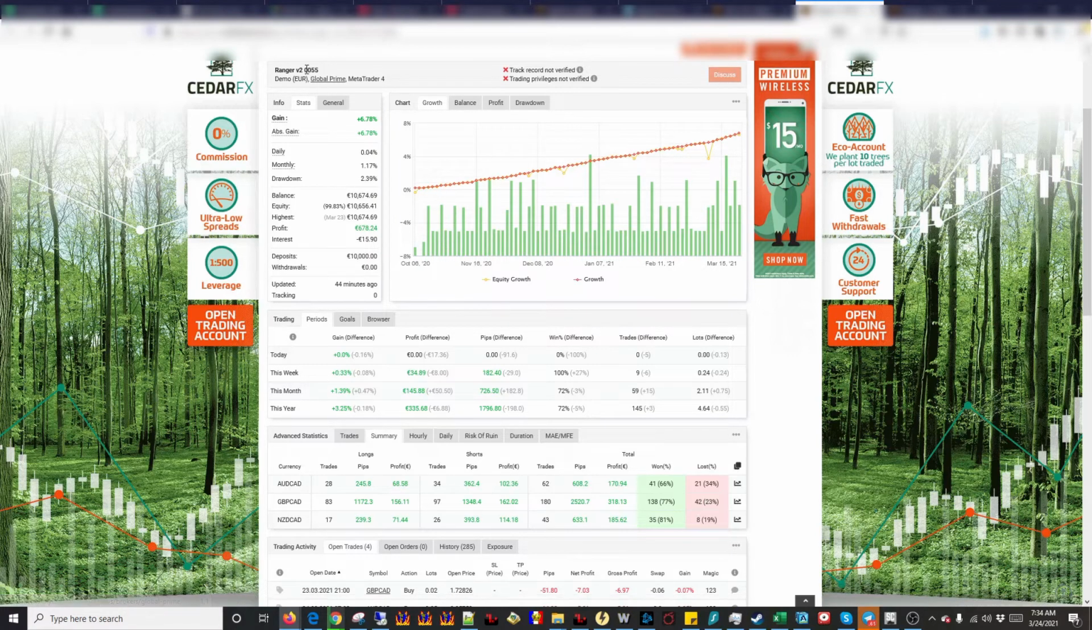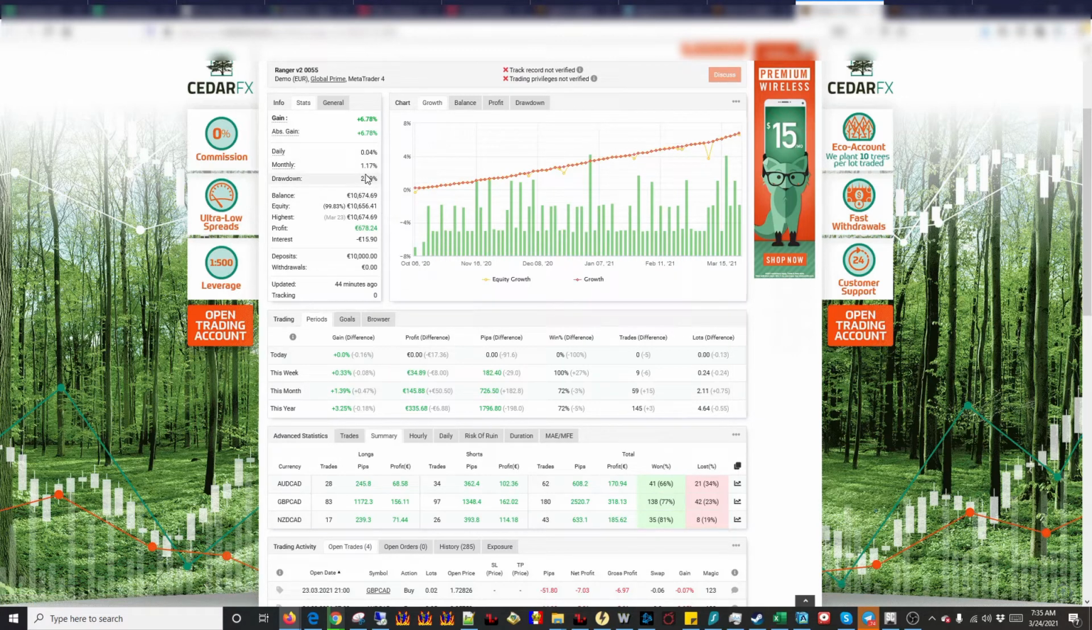So here you have Ranger version 2, which is an older version. This one's making about 1% a month with about a 2% drawdown. It's been running since October of last year. So it's been running about 5 months, because this is near end of March 2021. It's trading three pairs: AUD CAD, GBP CAD, NZD CAD. Profitable on all the pairs. It's a slow grid. It does not use martingale, so it is, I think, overall quite a safe EA.